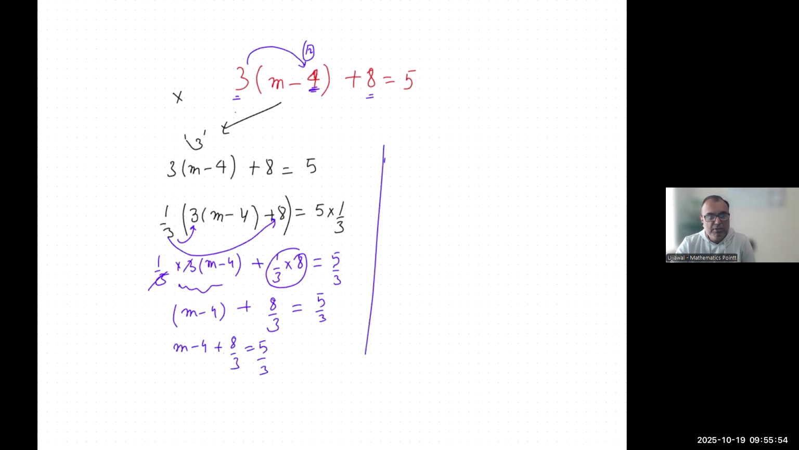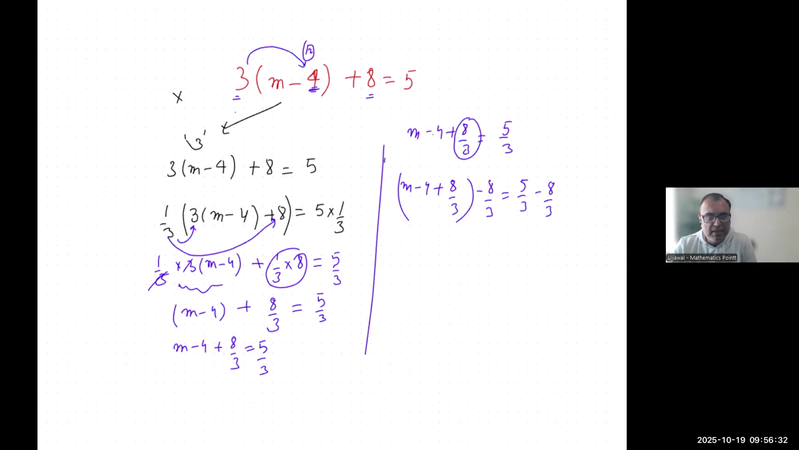Now, I've got this expression, m minus 4 plus 8 on 3 equals to 5 on 3. Now, I can get rid of this 8 on 3 or a negative 4, whatever I can. Up to you now. You want to get rid of 4 or 8 on 3 or both, your choice. Let's get rid of, let's say, 8 on 3. So I'll say m take away 4 plus 8 on 3, put a bracket, minus 8 on 3, minus 8 on 3. Is this step clear?